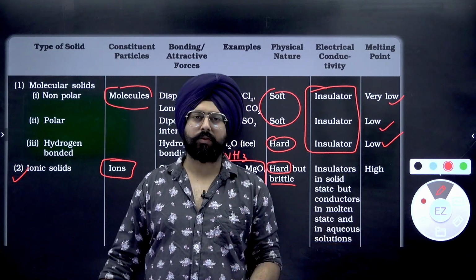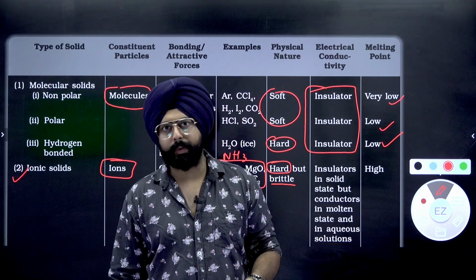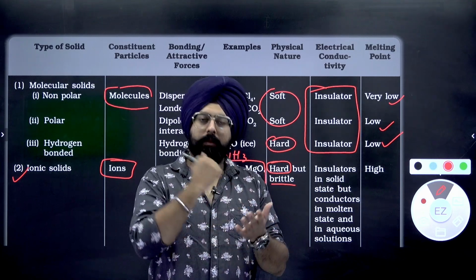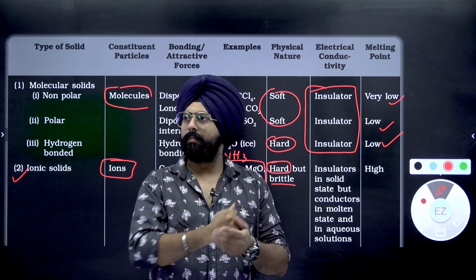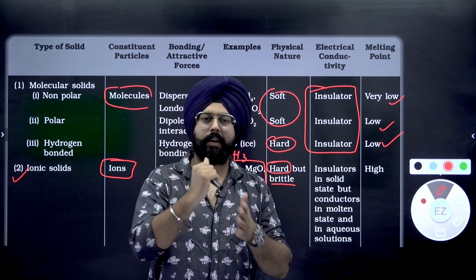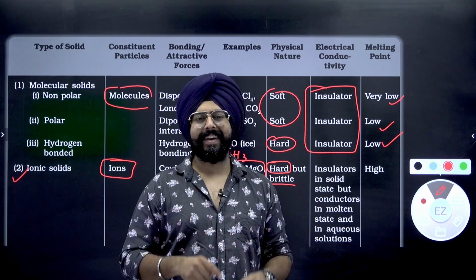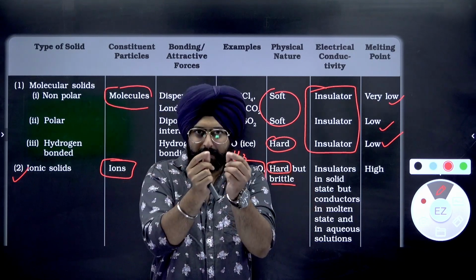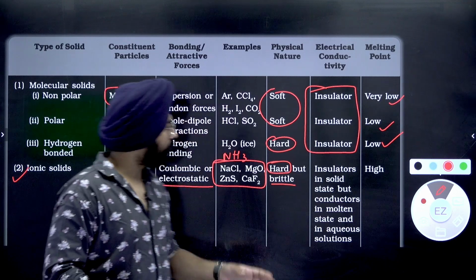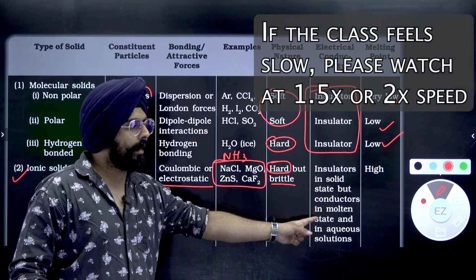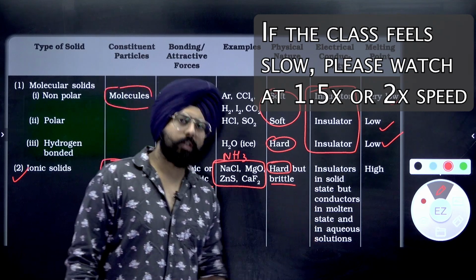You can buy crystal salt from the market. It's not very expensive. And if you take that crystal salt in a mortar and pestle and you grind it, that's not the correct word, but yeah, you understand, right? So if you do that, if you pulverize it, then it will turn into smaller crystals of salt. They are insulators in solid state, but conductors when you melt them or in aqueous solutions.